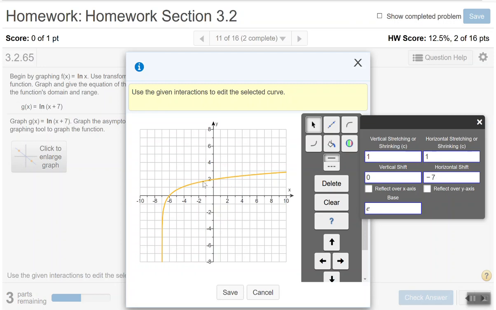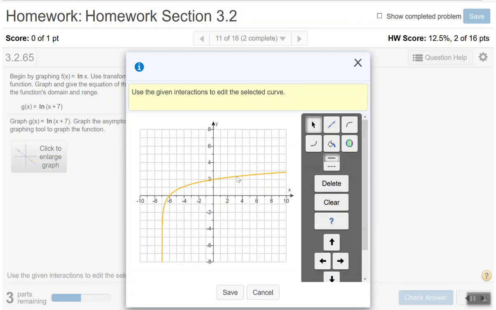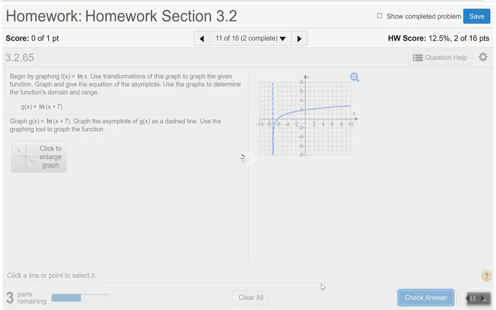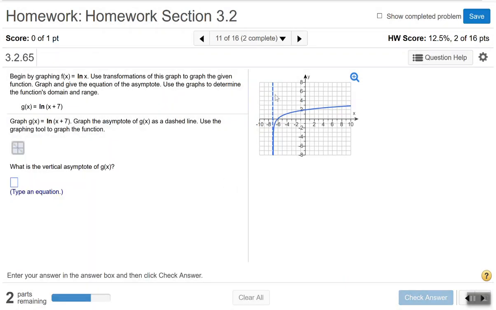Alright, so you can see how my graph is shifted now. So I can close this toolbox out and let's graph our vertical asymptote. If the graph itself shifts to the left 7 places, then the vertical asymptote also shifts to the left 7 places. So now my vertical asymptote would be at x equals negative 7. And we'll stop there with that graph, and you should be able to take care of the rest of it.